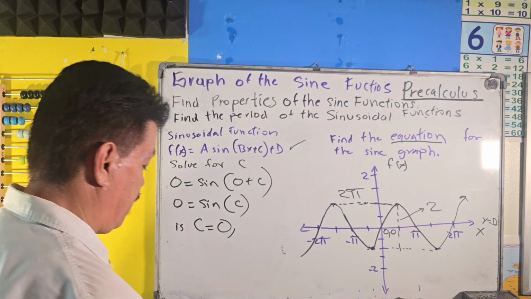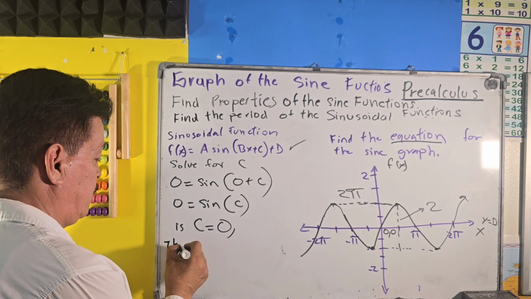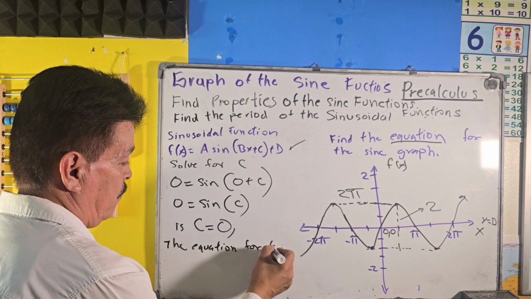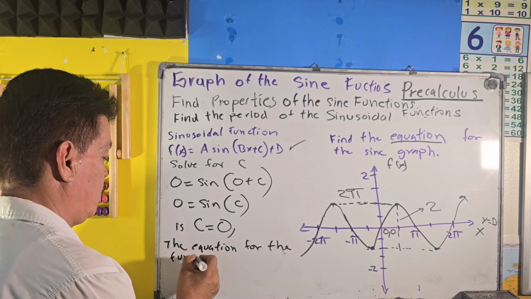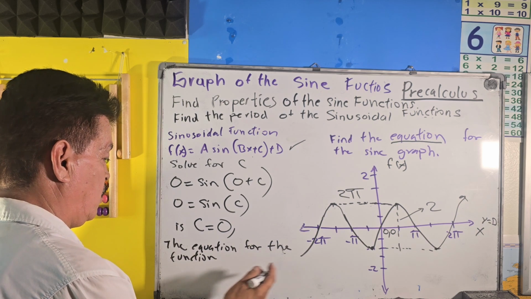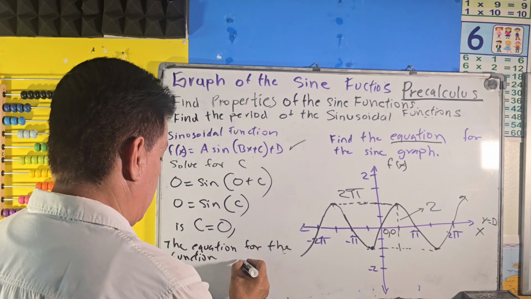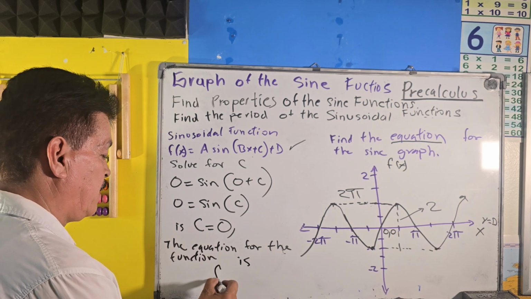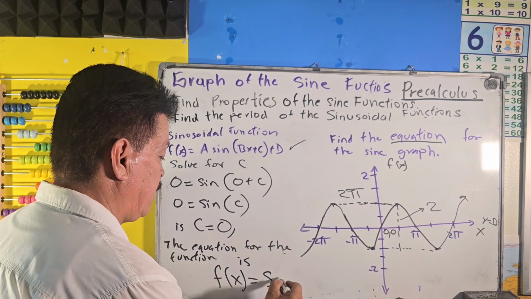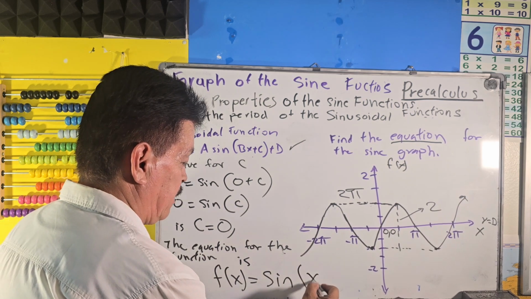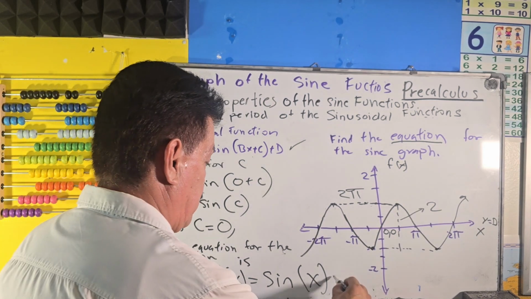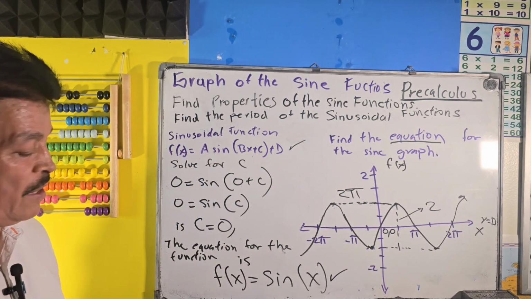So the equation for the graph function is f of x equals sine x. We did a very long process, but actually this is the answer. That's the answer.